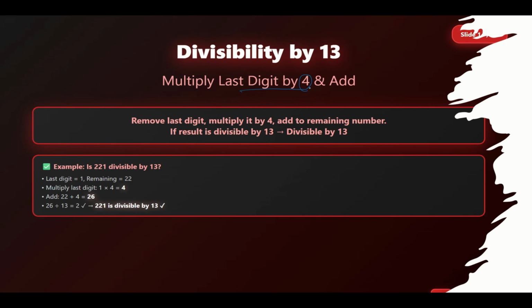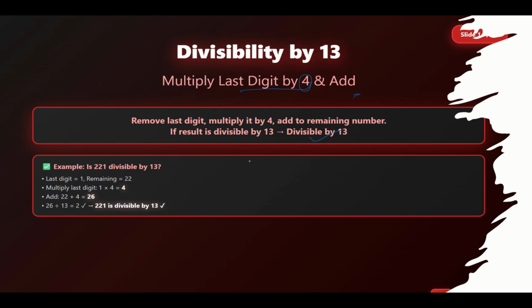Remove the last digit, multiply it by 4, add it to what's remaining. If the result is divisible by 13, the original number is also divisible by 13.